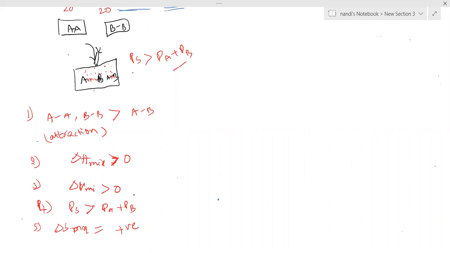Yes, delta S mixture is also positive, more than 0. You can write whatever you want, more than 0 or positive. Already I told you, for intermixing of any two liquids or gases, the one statement I gave has to be followed in every case.